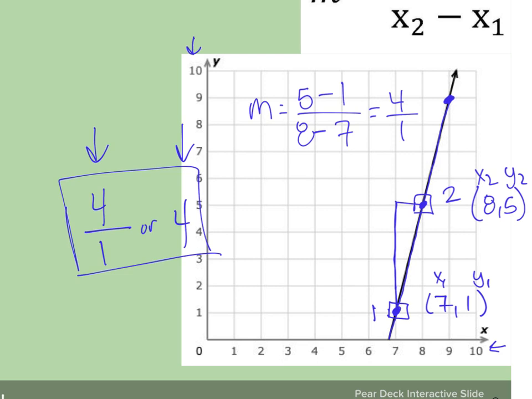So it's the same thing. It just takes a lot longer. So I really want you today to do rise over run using the graph, using the picture. That is it. You are ready.